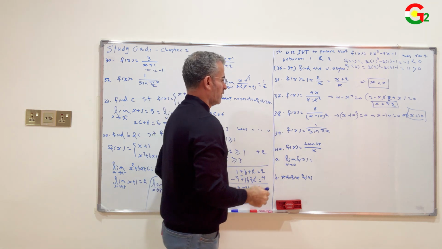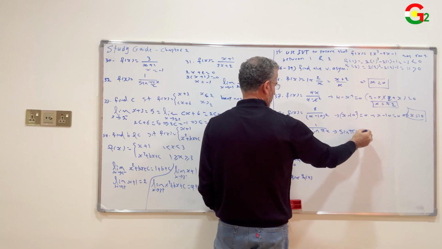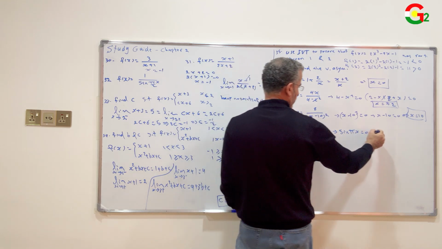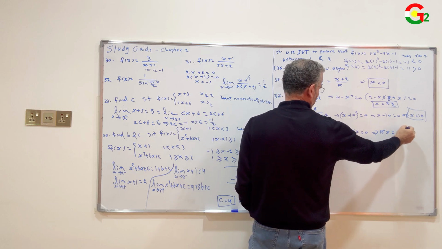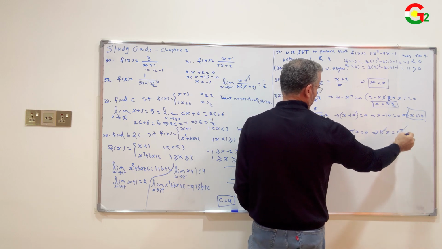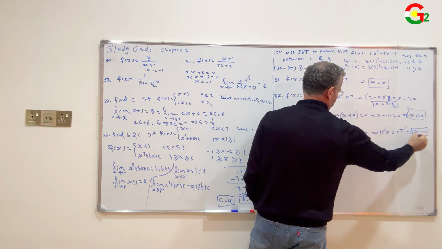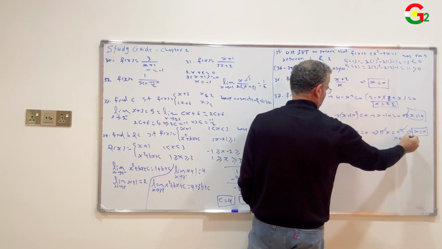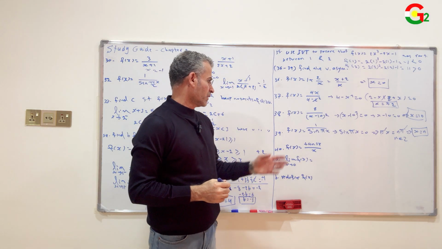f of x equals 1 over sine pi x. Set sine pi x equals 0, then pi x should be equal to n pi, then x equals n, where n is an integer, are the vertical asymptotes for this function.